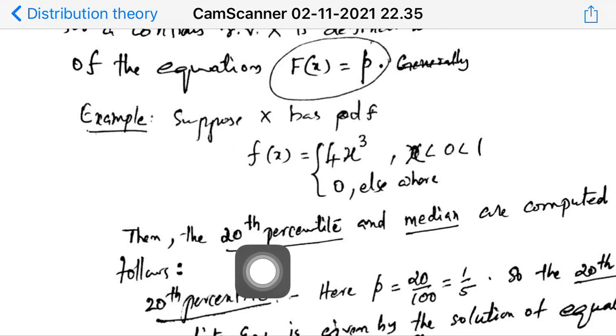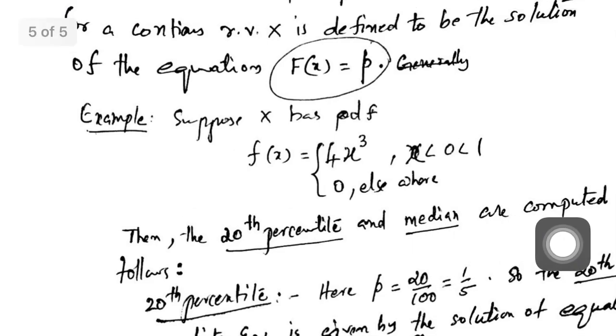Decile means out of 10. So 7th decile means 7/10. 20th percentile means 20/100. The median is actually the second quartile. So 2/4, that is 1/2. In this way, you can find the 20th percentile as well as the median of the distribution.